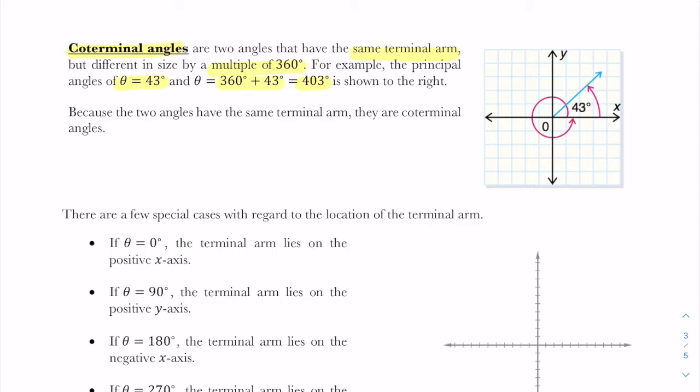If you look at the picture to the right, consider a principal angle of 43 degrees. So you take your terminal arm, rotate it counterclockwise by 43 degrees, and you're going to get this angle shown here.